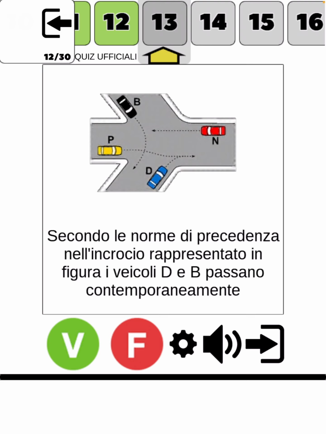They pass at the same time. That's what they are talking about. The vehicles D and B pass at the same time.